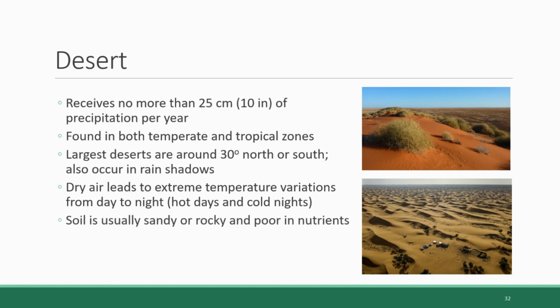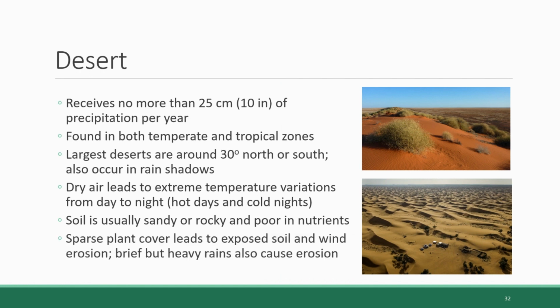Soils in deserts are usually sandy or rocky and also poor in nutrients because there's not enough moisture to support robust plant life that would serve as a source for regenerating the organic matter in the soil. And this sparse plant cover also means that the soil is quite exposed, it's vulnerable to wind erosion, and then when it does rain, it tends to rain heavily, as we're probably familiar with here in Arizona, and this can also lead to overland flow of excess water and erosion of the soil.